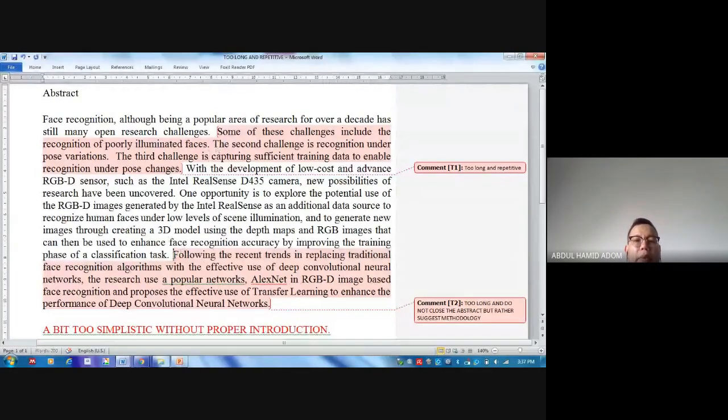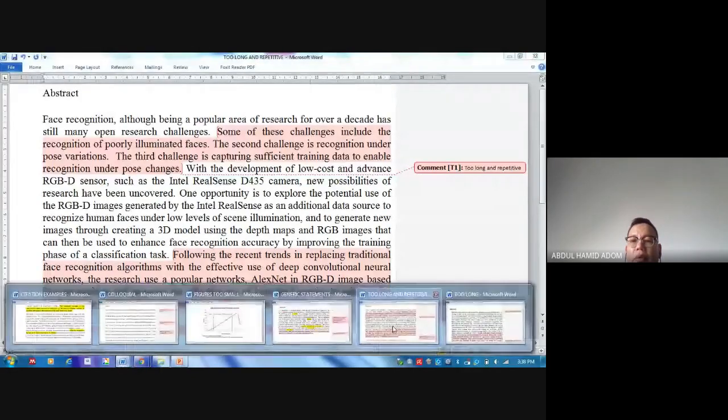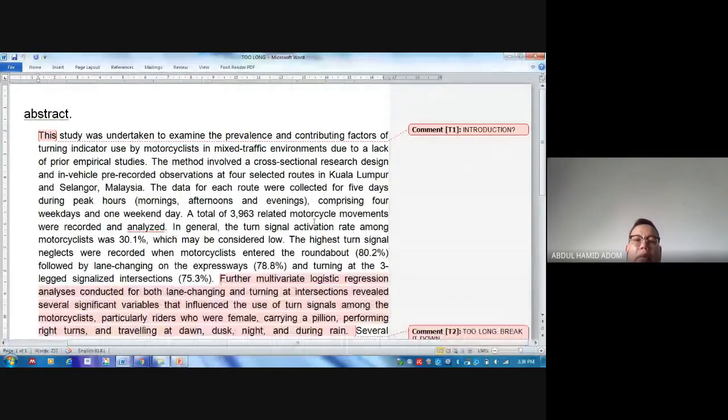Here as well. Here, what the author did, not only is the sentence long, but it also lists down a few things. For example, following recent trends in replacing traditional face recognition algorithms with the effective use of deep convolutional neural networks, the research used popular networks, ResNet in RGB-based recognition, and proposes. This is very long. You should break it up into a few sentences. Okay, there's another one.